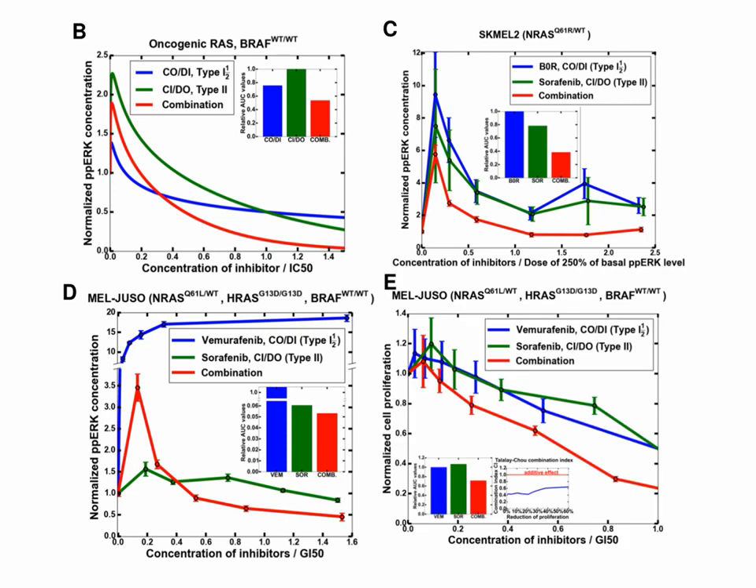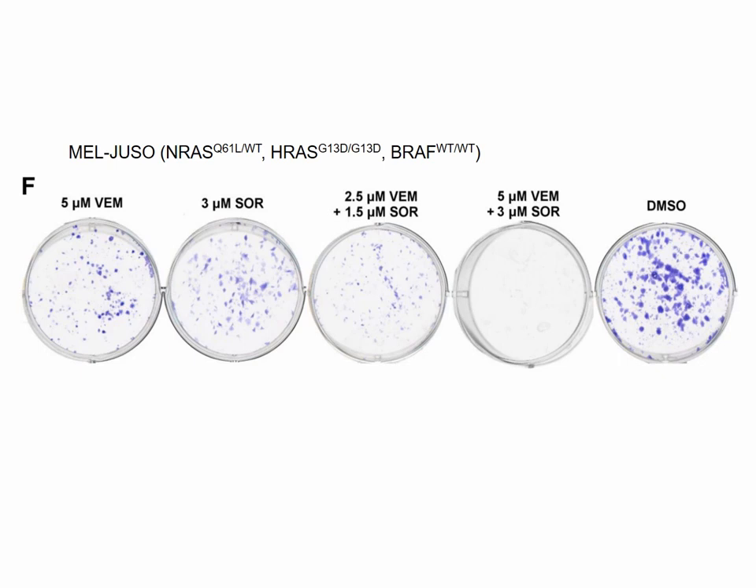Finally, we show that the drug combination synergistically inhibits cell growth, both in a proliferation assay and a colony formation assay. It is clear that the combination of a type 2 and a type 1.5 RAF inhibitor has a strong effect in RAS mutant cells.